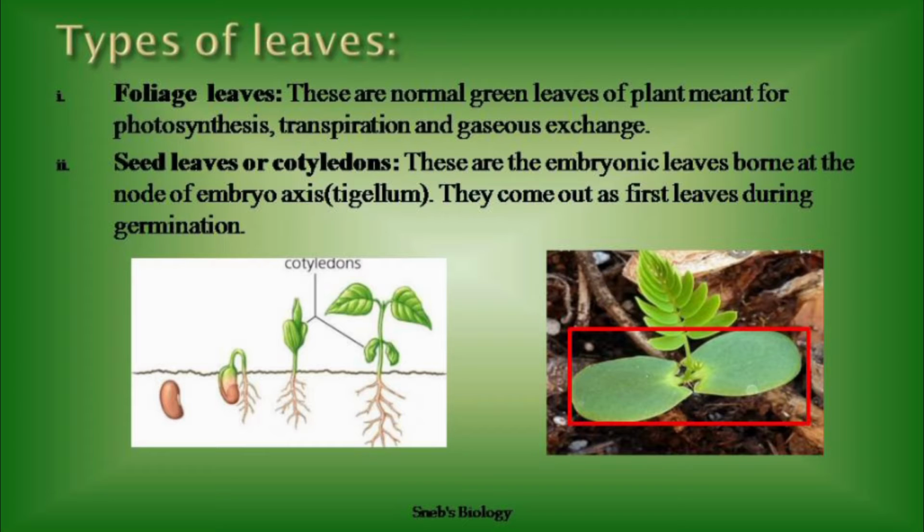Second is seed leaves or cotyledons. These are the embryonic leaves and they come out as the first leaves during germination. Most of the stored nourishment is used up, but they are still green paired structures.